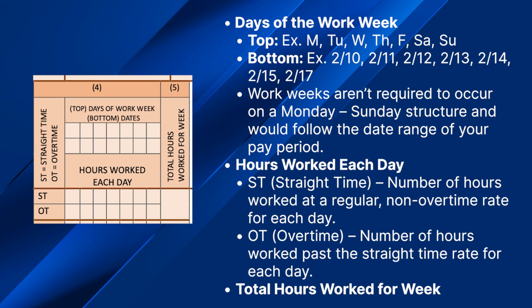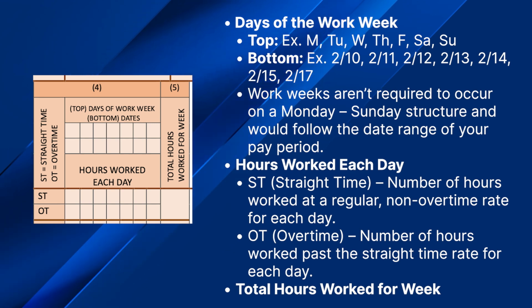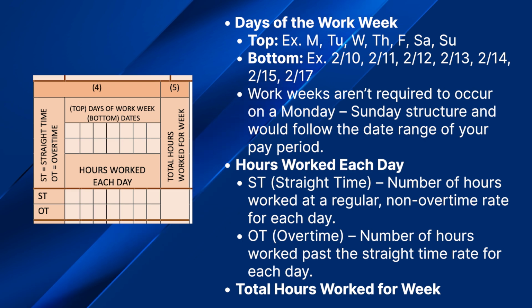Next is the hours worked each day. You would list the straight time hours, which are the number of hours worked at a regular, non-overtime rate for each day. And beneath it, you would list the overtime hours, which are the number of hours worked past the straight time rate for each day. And finally, you would include the total hours worked for the week per employee.